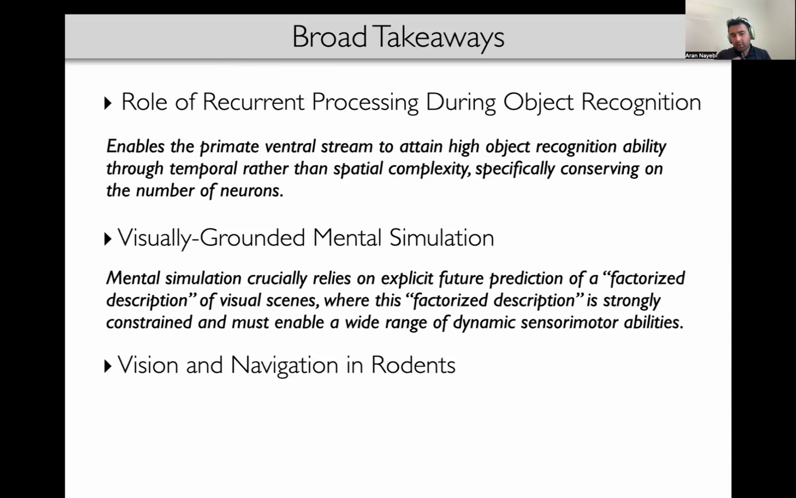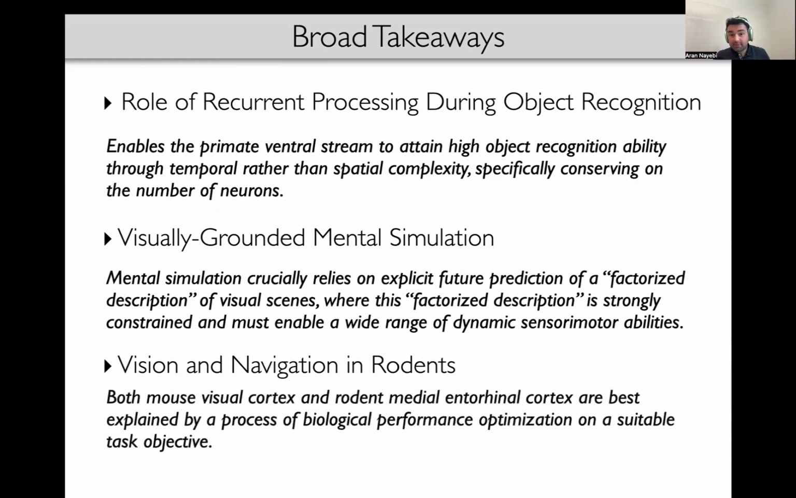We then studied higher cognitive behavior over the next few seconds of predicting the future state of the environment. And what we find is that mental simulation crucially relies on explicit feature prediction of a factorized description of visual scenes, where this factorized description is strongly constrained and must enable a wide range of dynamic sensory motor abilities. Then we crossed the species barrier and showed that both mouse visual cortex and rodent entorhinal cortex are best explained by a biological performance optimization on a suitable task objective.